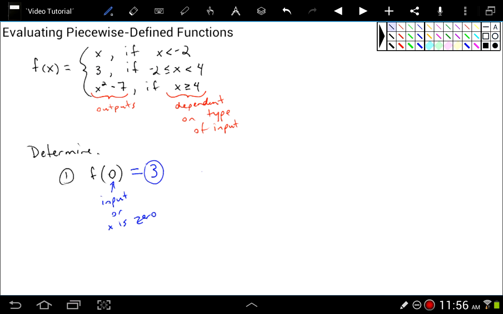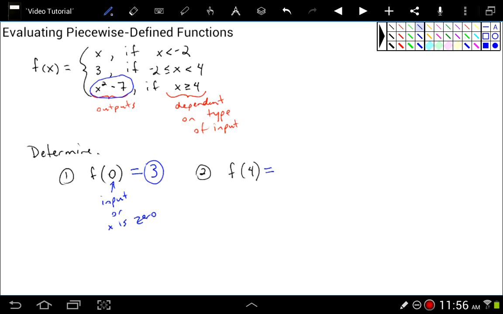Number 2, let's look at f of 4. F of 4 equals, well, my input is 4. So my input is not less than -2. It's not bigger than -2 and less than 4. It's not less than 4, so that's out. It's actually equal to 4, so this is the definition that I'm going to use. So my output is going to be this output, x squared minus 7.